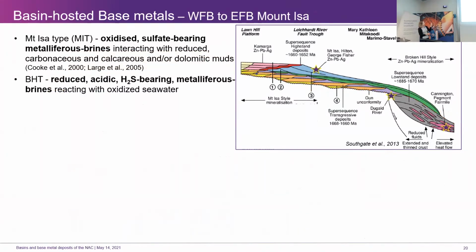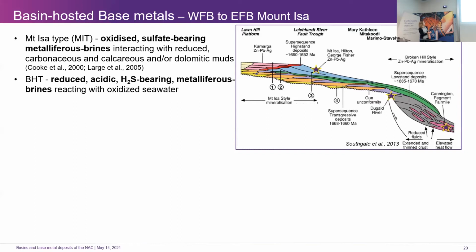So the stars there show Cannington, which is a Broken Hill type deposit, Dugald River, which a lot of people suggest might be in between that Broken Hill type or Cannington type, and Mount Isa, George Fisher. So you can see the relative positions that they sit relative to this margin, going from more continental in the west to more basinal or oceanic in the east.